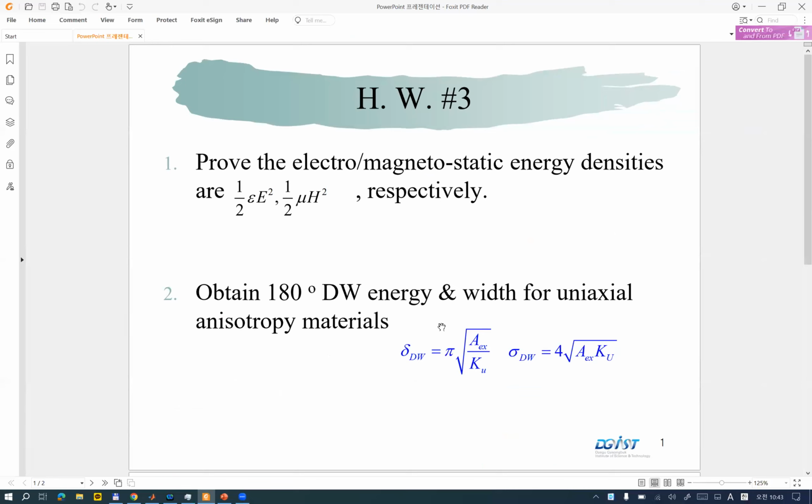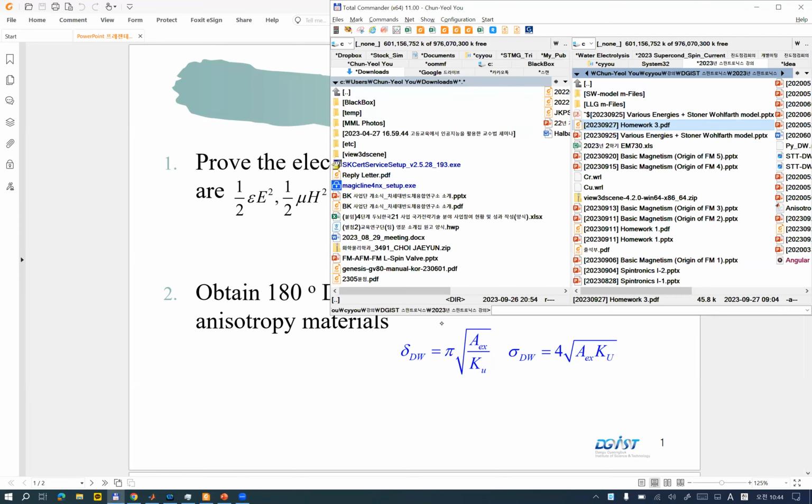This is the third homework. The second problem of the third homework is finding this relation by yourself. In any magnetism-related textbook, there are details of these mathematical descriptions. Actually, this is a kind of energy minimization process, so you need to understand the variational method to obtain this result. You may just copy from the textbook to solve problem number two, but you need to understand the procedure. Anyway, this is the result.